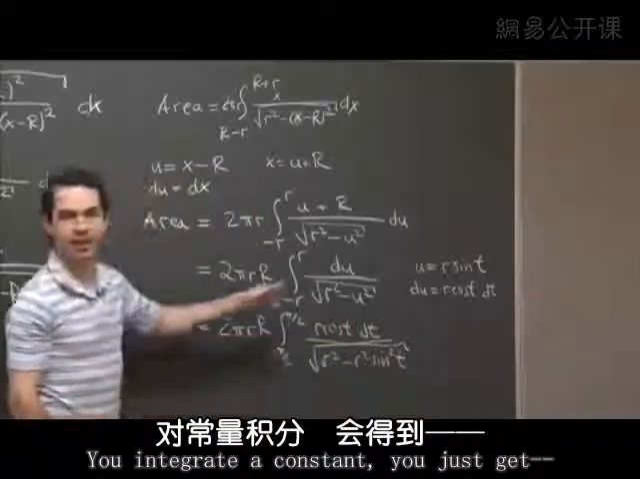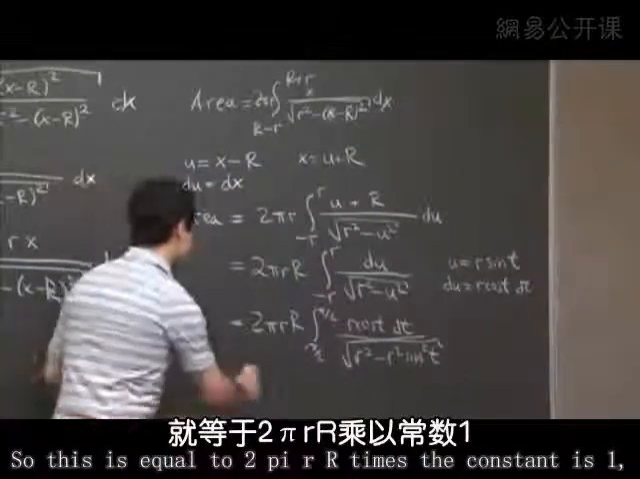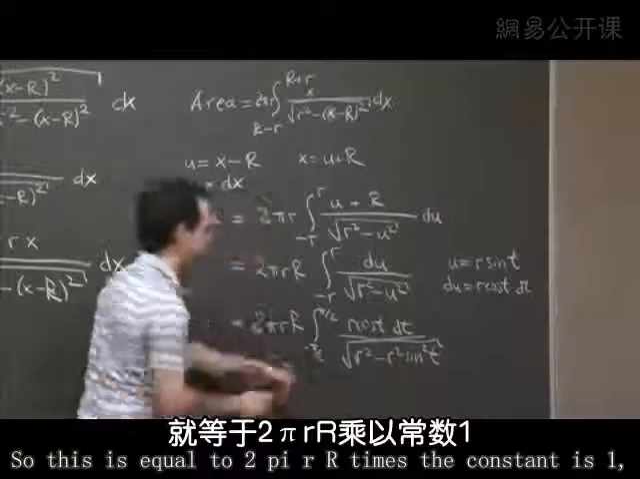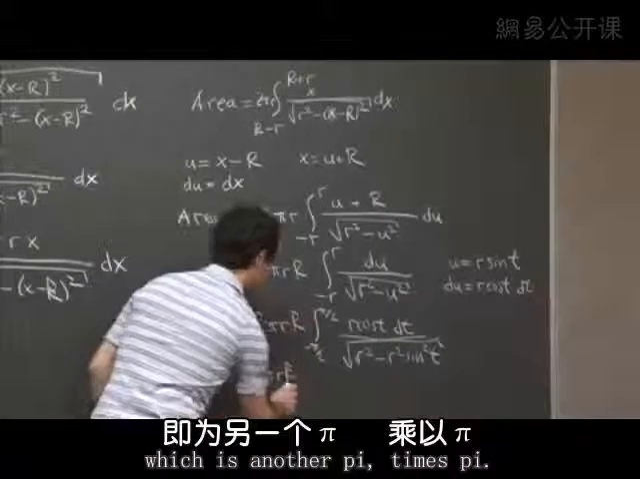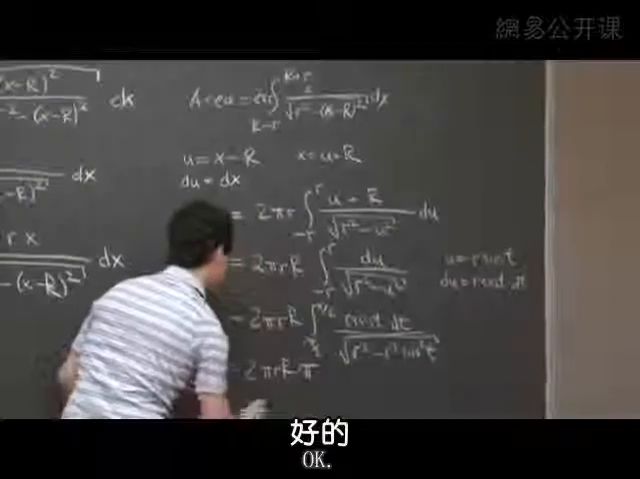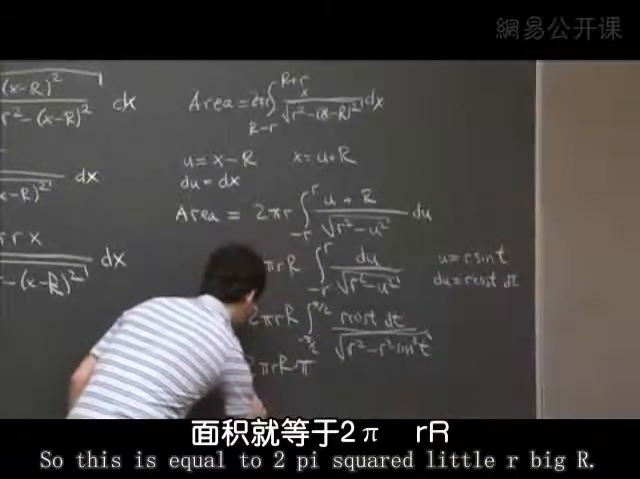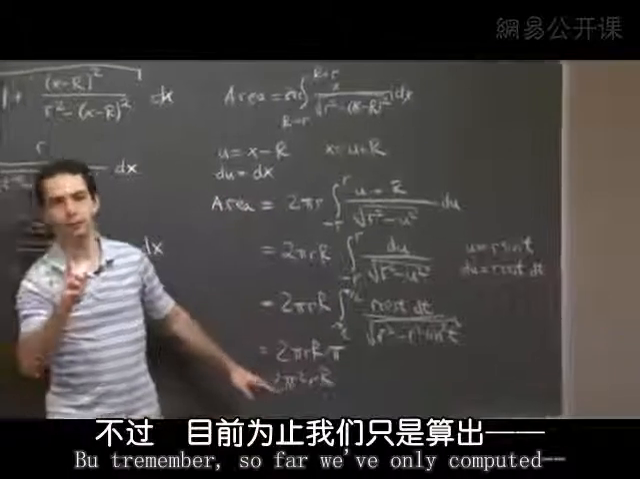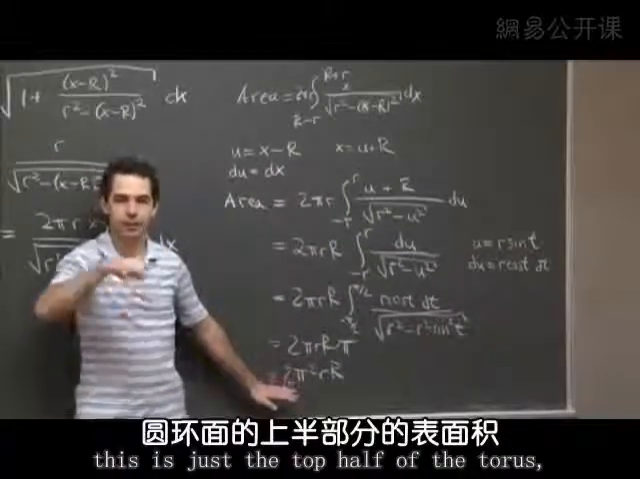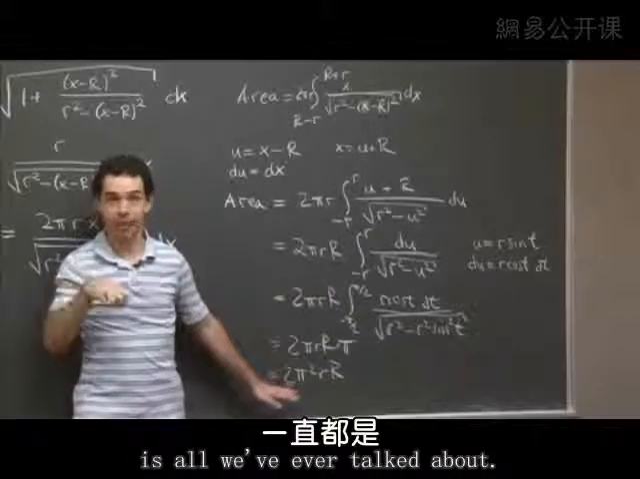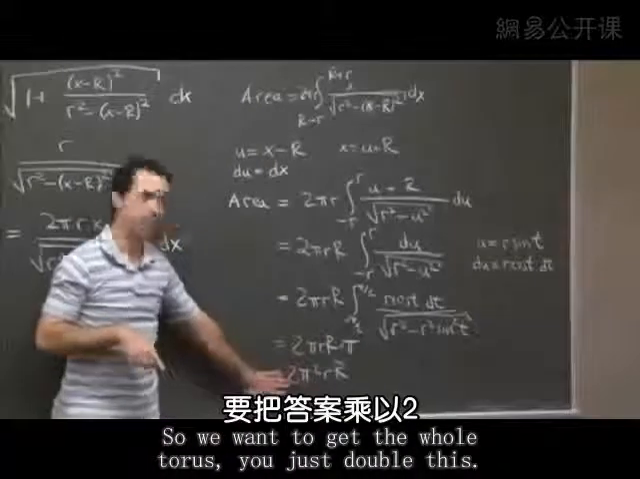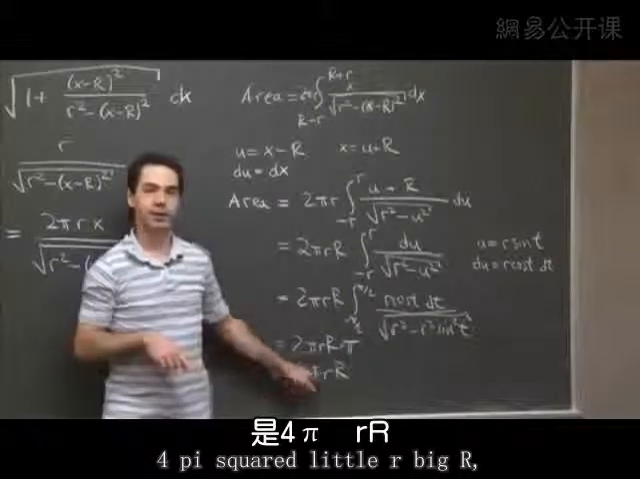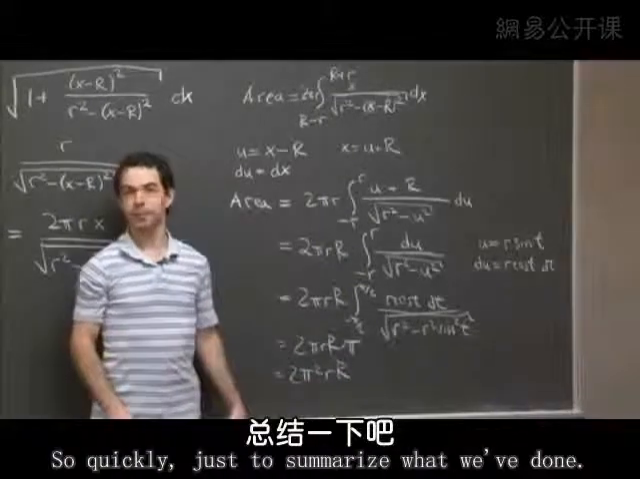So that's really easy to integrate. You integrate a constant, and you just get, well, the constant times the length of the interval. So this is equal to 2 pi r times the constant, which is 1, times the length of the interval, which is another pi. Okay, so this is equal to 2 pi squared little r big R. But remember, so far we've only computed the top half of the torus, is all we've ever talked about. So we want to get the whole torus, you just double this. So you double this, and you get the area of the whole torus is 4 pi squared little r big R, which is a nice formula.